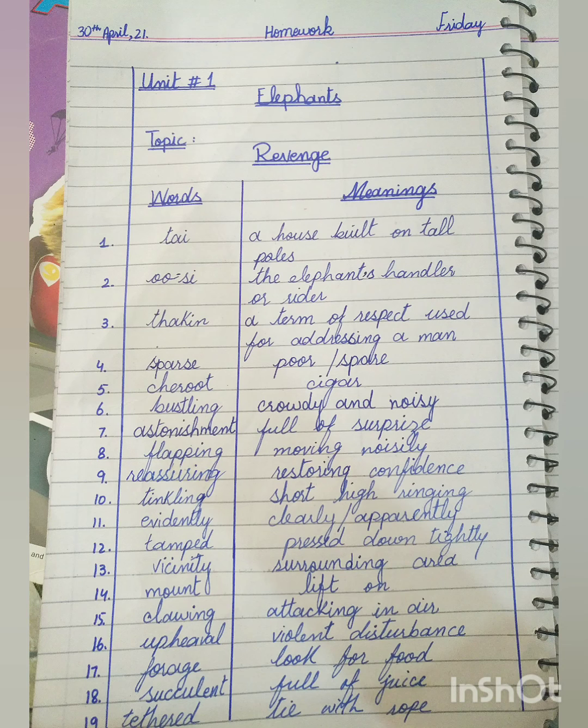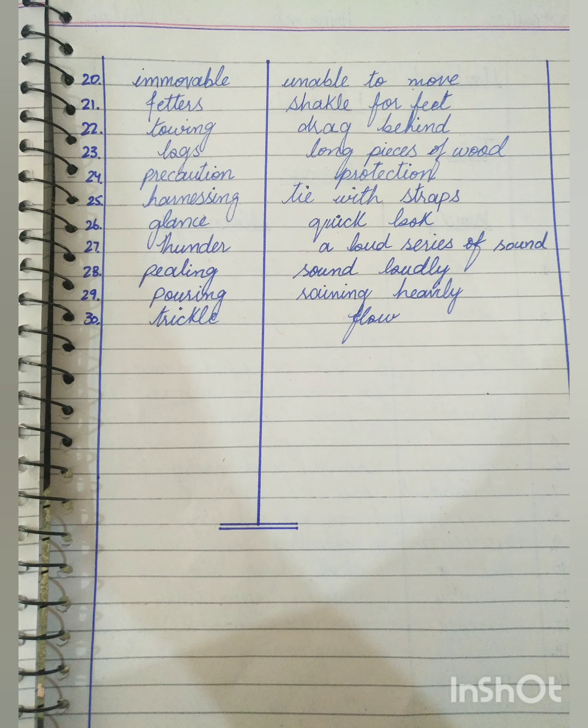After that, we had done some word meanings of the difficult words from this unit till paragraph number 4. These were the word meanings that we had done. There were a total of 30 word meanings so far, and you were asked to make sentences of these words. I hope you have done that homework too.